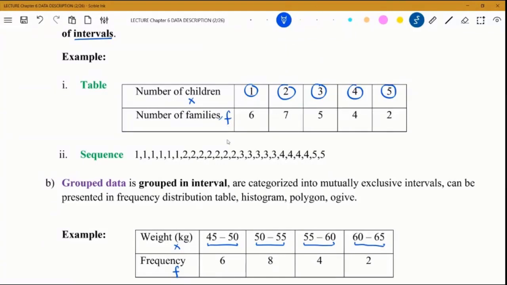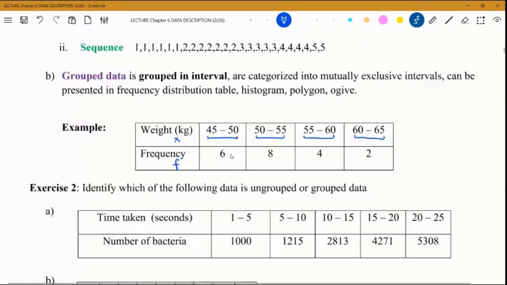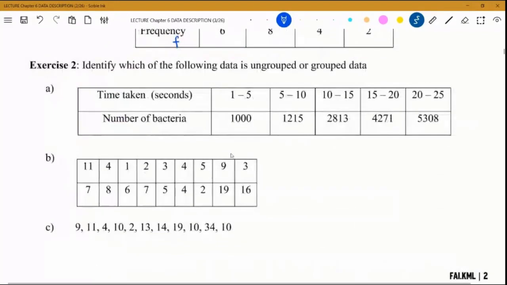So as you can see for exercise 2, we need to identify which one is ungroup and group data. So part A, is it ungroup or group data? Group. Okay, sebab kita nampak interval di sini. So this one is group. Part B, ungroup. Dia macam sequence tapi dia letak dalam table. Okay, so this one is ungroup. So part C, obviously we have ungroup. Okay, so this one is ungroup.